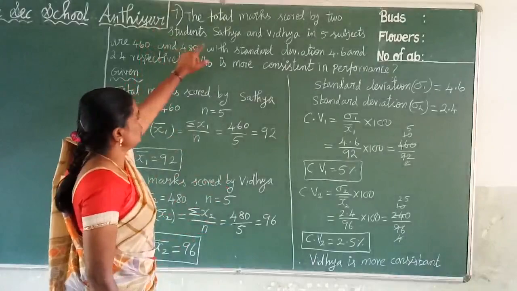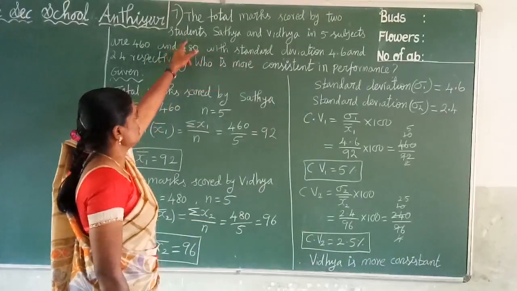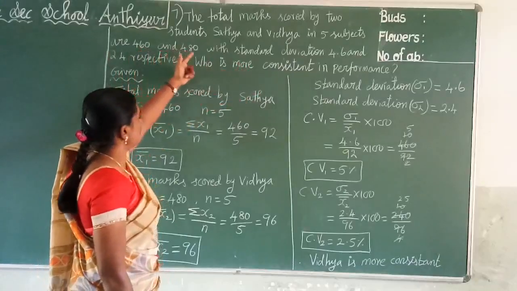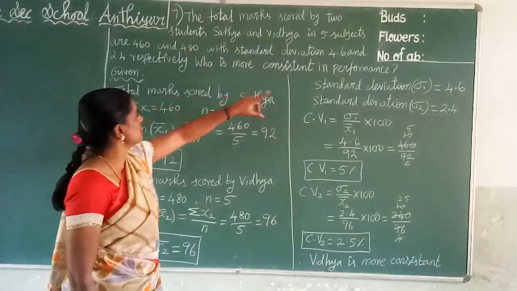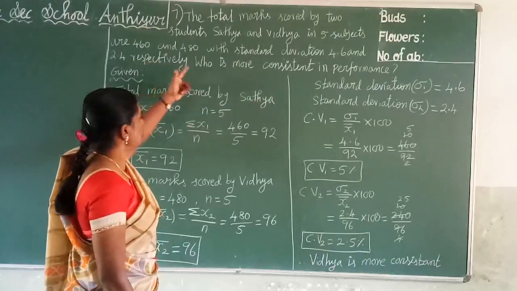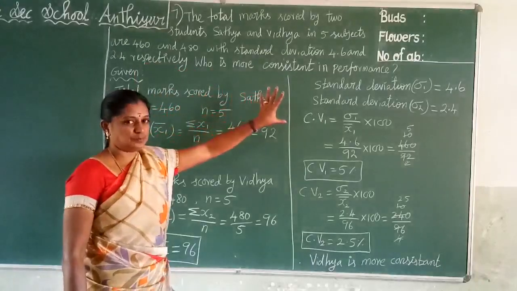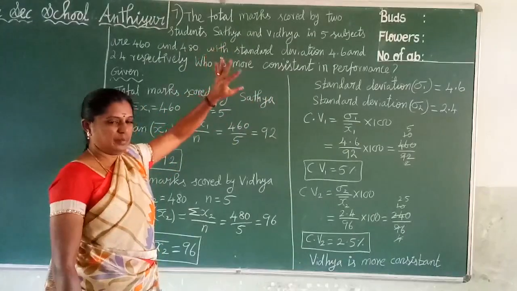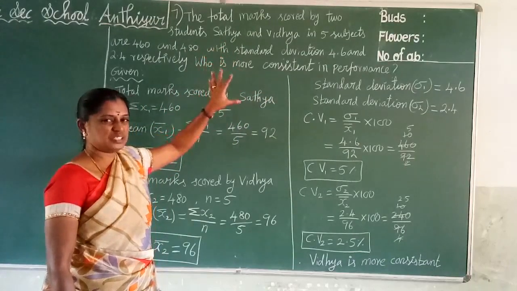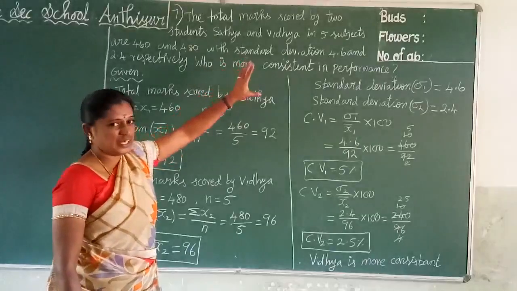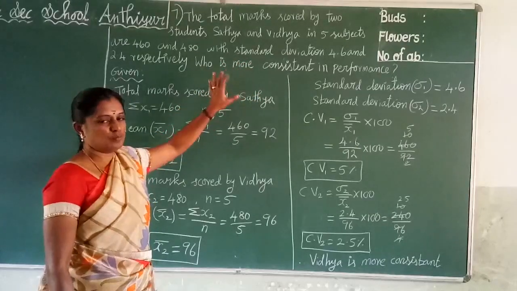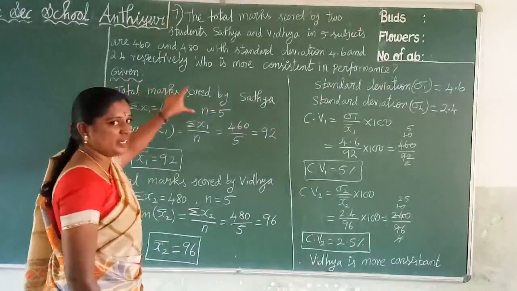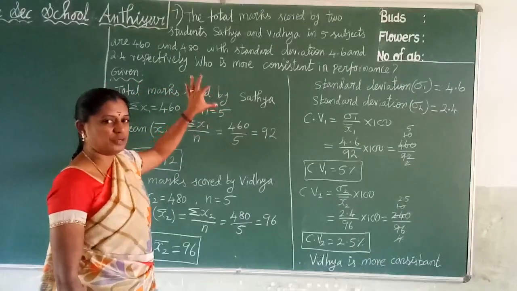The 7th one: the total marks scored by 2 students, Satya and Vidya, in 5 subjects are 460 and 480 with standard deviation 4.6 and 2.4 respectively. Who is more consistent in performance? So the first person, Satya, we consider as x1 bar for the mean and sigma 1 for the standard deviation. The second person, Vidya, we consider mean x2 bar and standard deviation sigma 2. Clear? So separately you find x bar and sigma and then calculate the coefficients of variation.